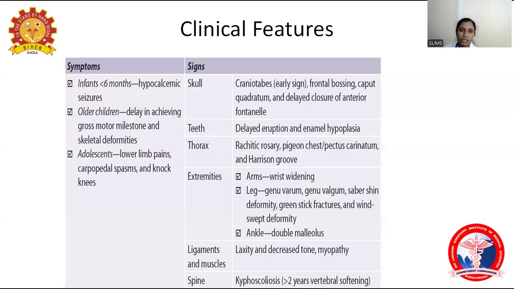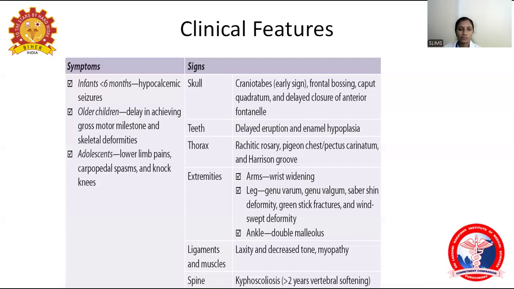And over time, since ossification is not happening and bone maturation is not happening, they lead to skeletal deformities too. In adolescents and adult children, they present with lower limb pains, carpopedal spasms, and sometimes knock knees, the knees knocking together. When the knees knock together, this is called knock knees.